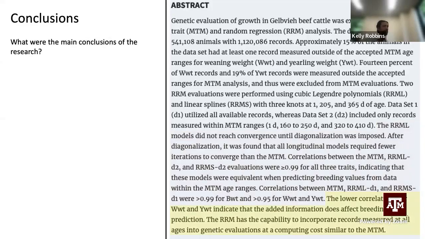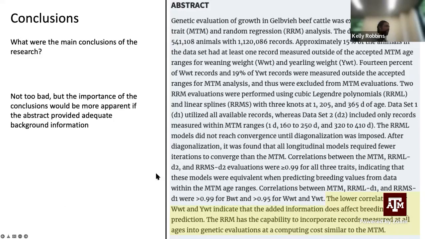And then again, the conclusions: the lower correlations for weaning weight and yearling weight indicated that the added information does affect breeding value prediction. The random regression model has the capability to incorporate records measured at all ages into genetic evaluations at a computing cost similar to multi-trait model. Now, again, this conclusion isn't too bad. I mean, it's actually a conclusion statement that I'm pretty happy with.